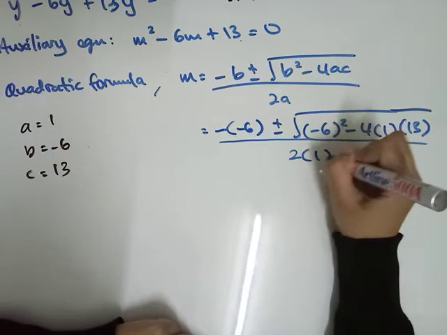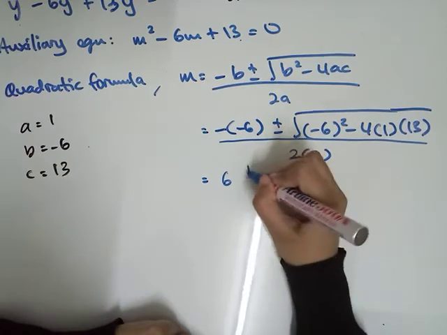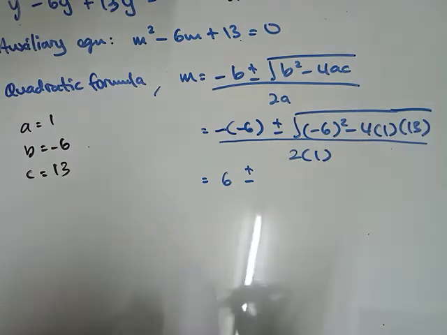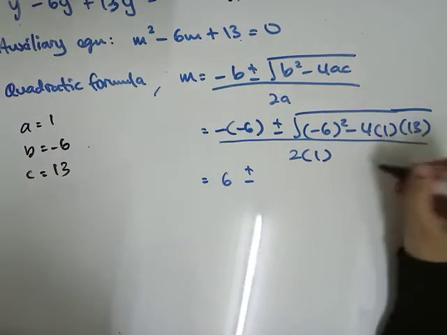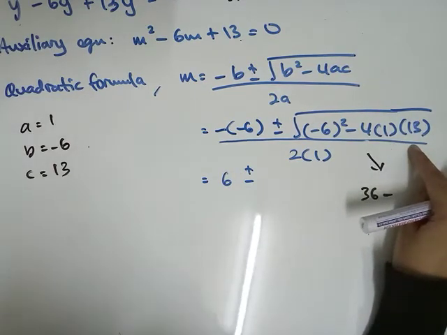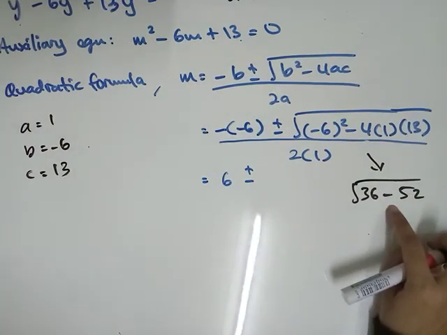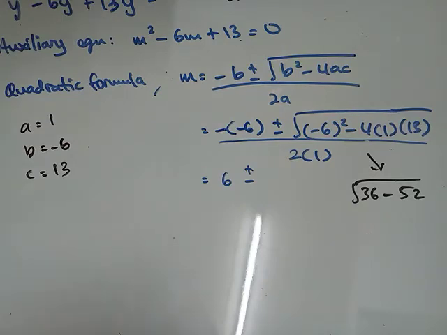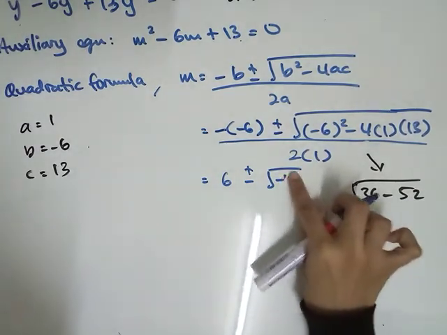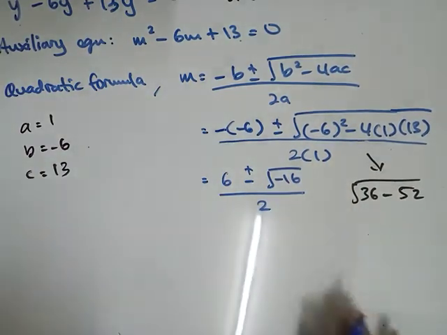And then divided by 2a. What is a? a is 1. And then calculate negative times negative 6, you get positive 6, plus minus. Calculate here. Negative 6 square you get 36, right? Okay, calculate yang ni, you get 36. Minus with 4 times 1 times 13, you will get 52, right? Okay, try calculate. How do you get? You will get negative 16. Okay, negative 16. Boleh nampak dah? Divided by 2 times 1, we get 2.